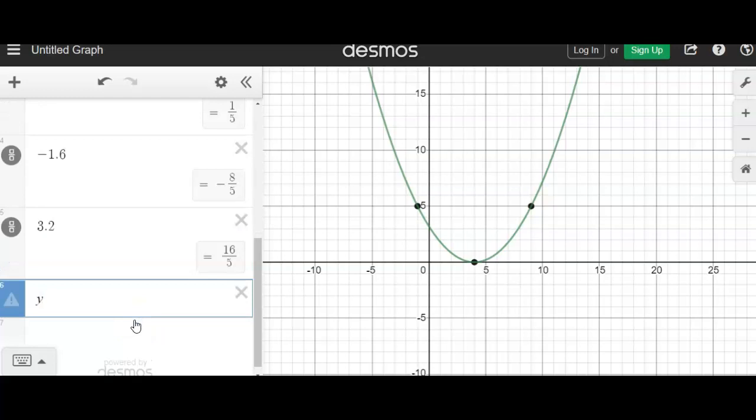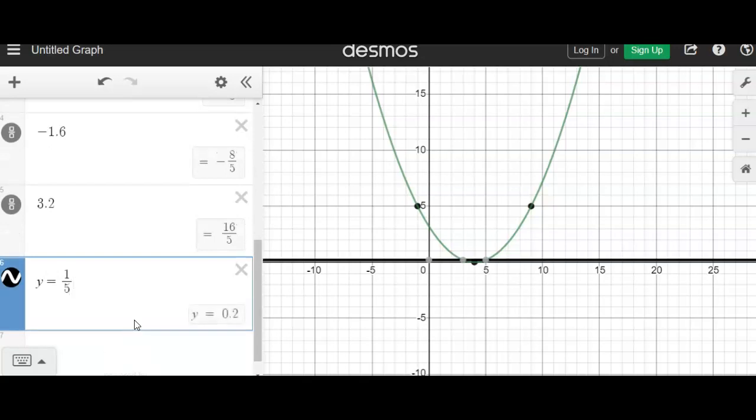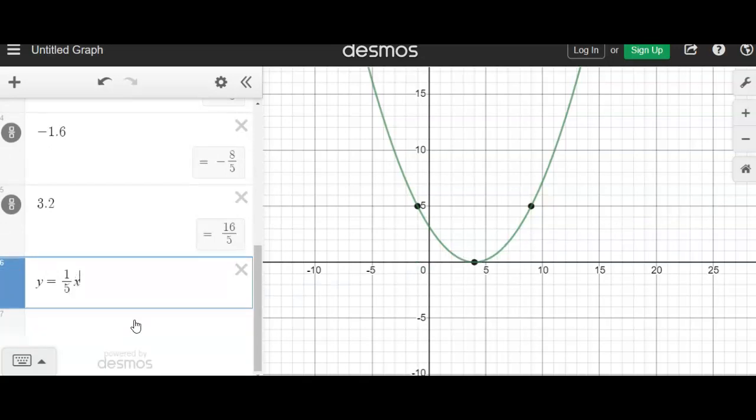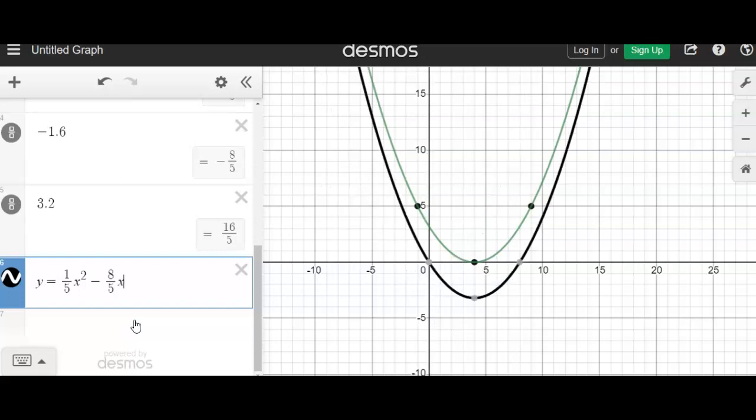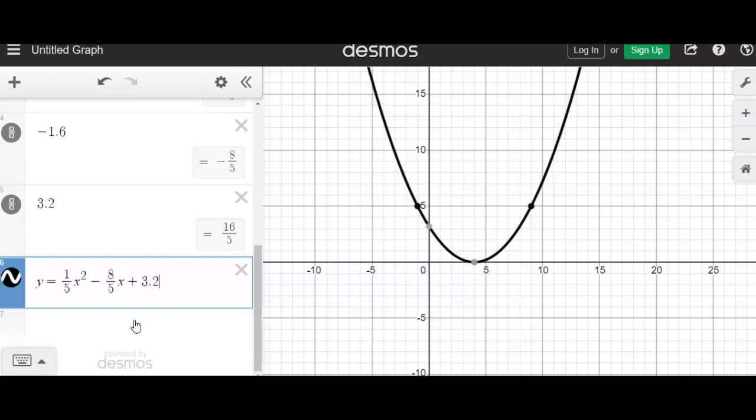That's y equals 1/5 x squared minus 8/5 x. Nope, x doesn't go in the denominator, plus 3.2. And so that's how you would put the a, b, and c together in the standard form equation. And you can see that that matches up.